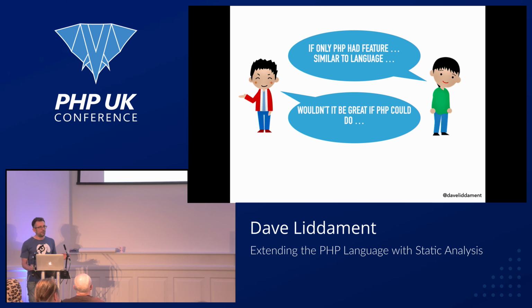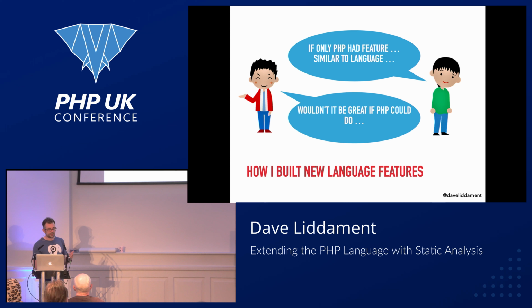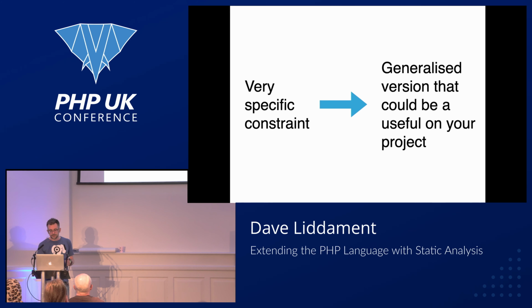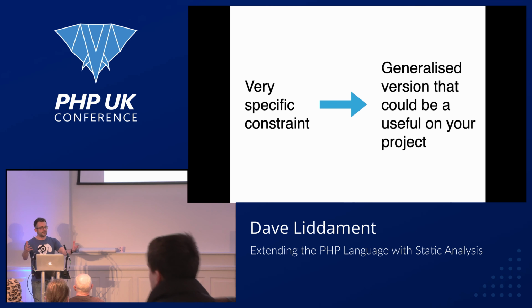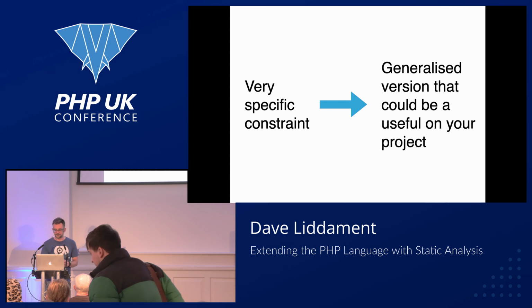So let's start with a question. Have you ever thought to yourself, if only PHP had some language feature that another language has got? Or maybe you're thinking, I've got this great idea for PHP, if only it could do this. This is a story where I had similar thoughts and how I built these new language features with static analysis. It's a story where I started off with a very specific constraint, and then I moved it to a more generalized version that is useful in my project, but might also be useful on your projects as well.